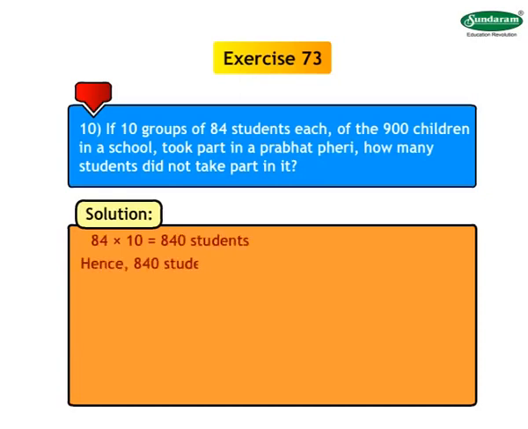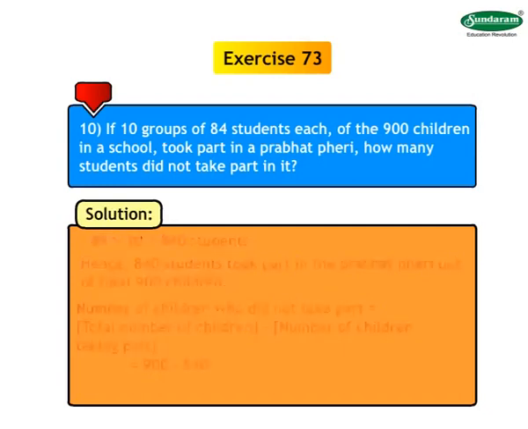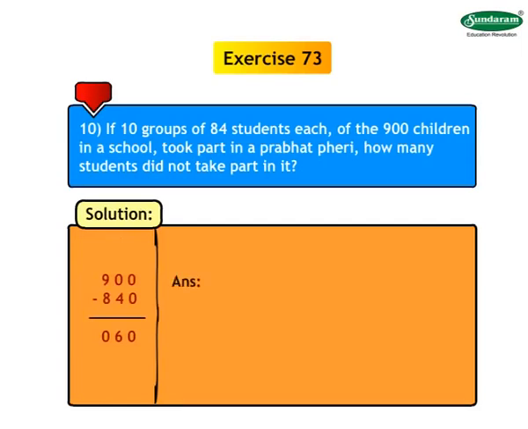Hence, 840 students took part in the Prabhat Pheri out of total 900 children. Thus, to calculate number of children who did not take part in the Prabhat Pheri, subtract number of children taking part from total number of children, which is equal to 900 minus 840. Hence, 900 minus 840 is equal to 60. Thus, answer is 60 students out of total 900 did not take part in the Prabhat Pheri.